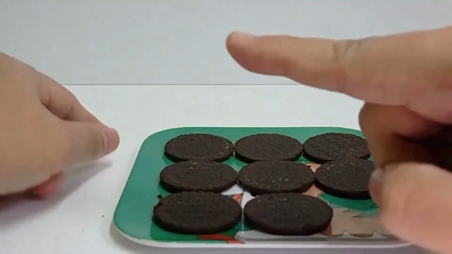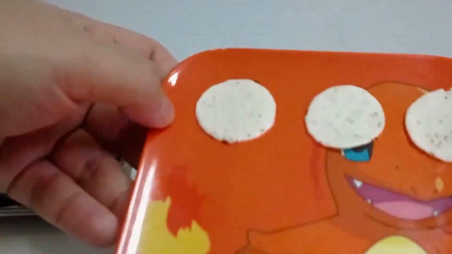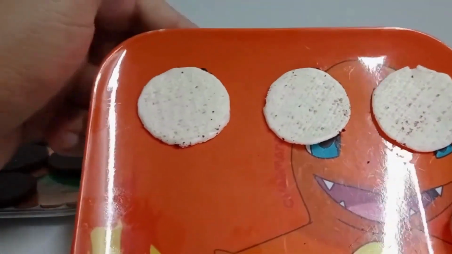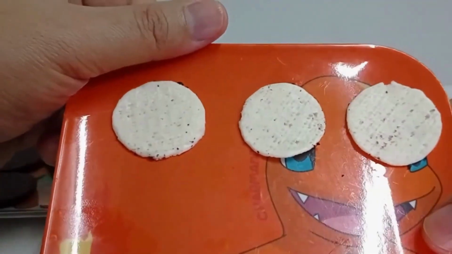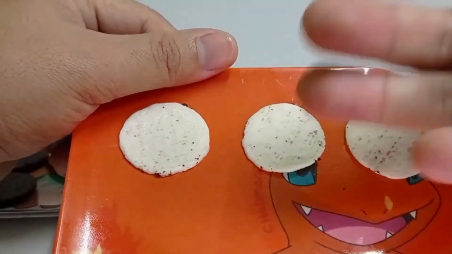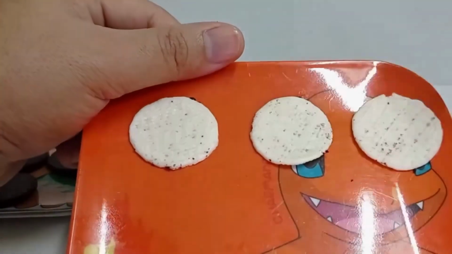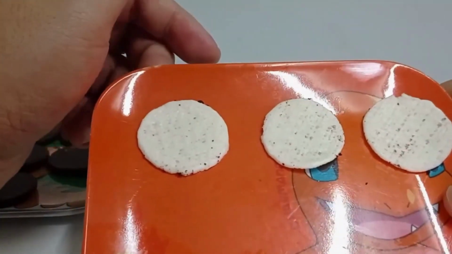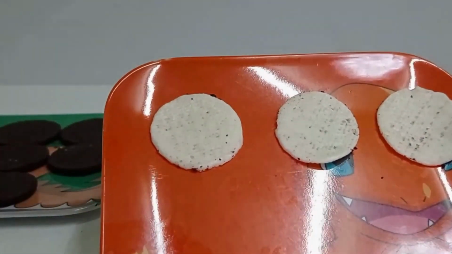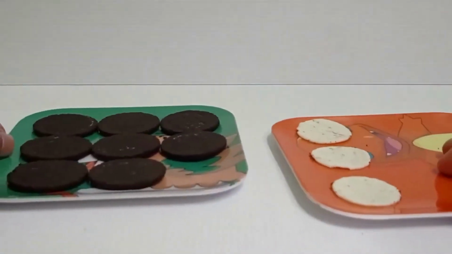While if we have just 3 pieces of this vanilla flavored cream, we can only make how many Oreo sandwich cookies? Yes, we can make 3 Oreo sandwich cookies out of these 3 pieces of vanilla flavored cream. Okay, so let's do this on the camera.